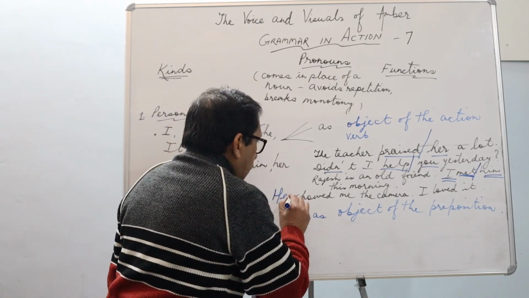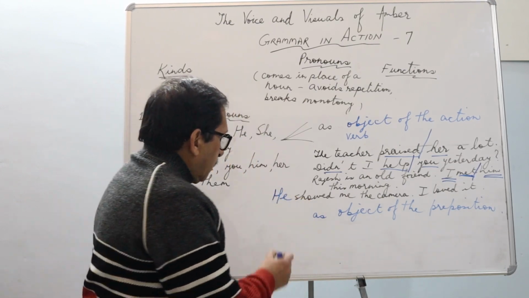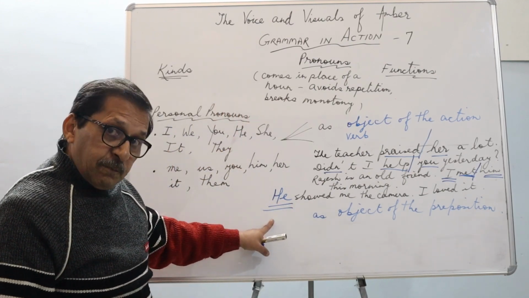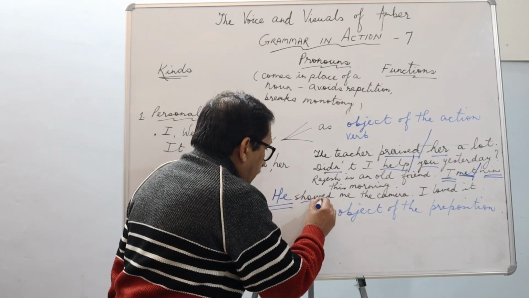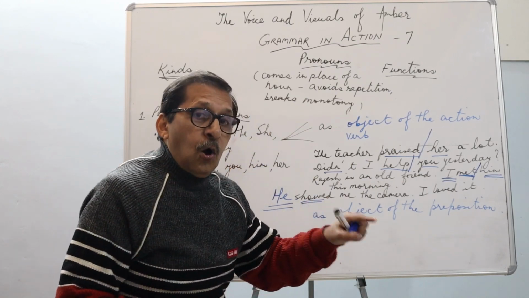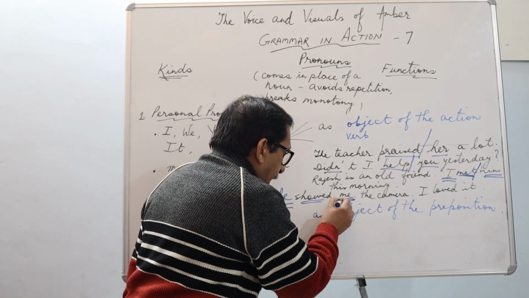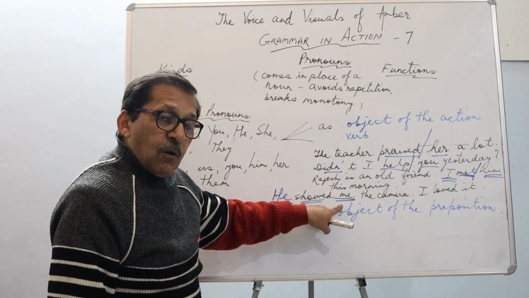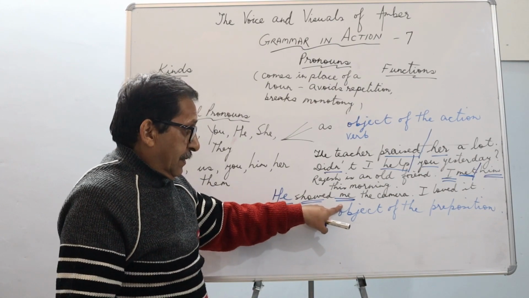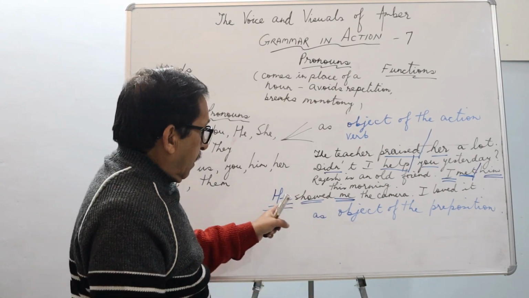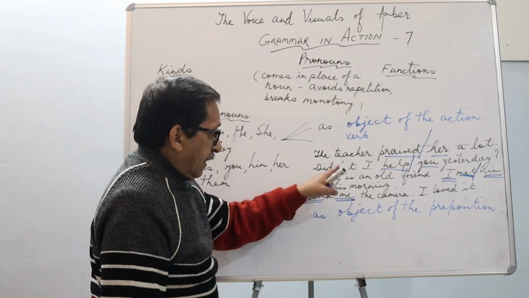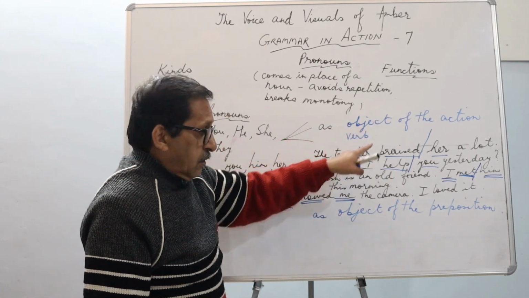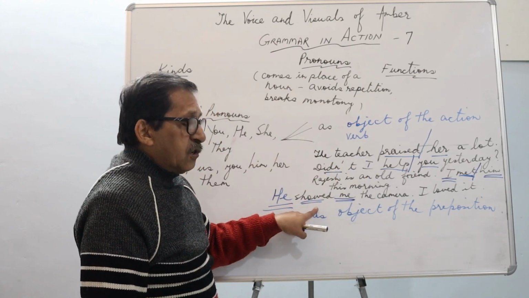He showed me the camera. So he is again a personal pronoun acting as the subject of the sentence. The verb is showed. So he showed who? He showed me. So me is the personal pronoun coming in place of my name, that is the communicator's name. He showed whom? He showed me. So me is acting as the object of the action verb showed.